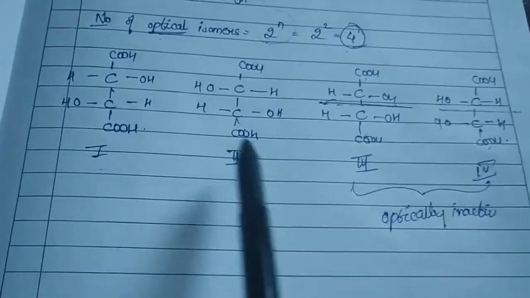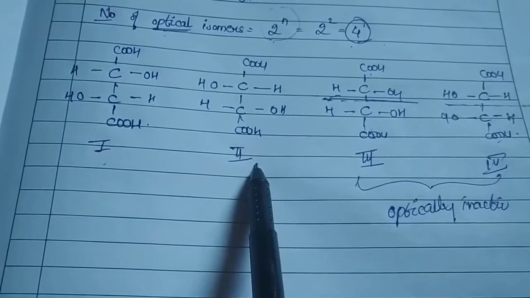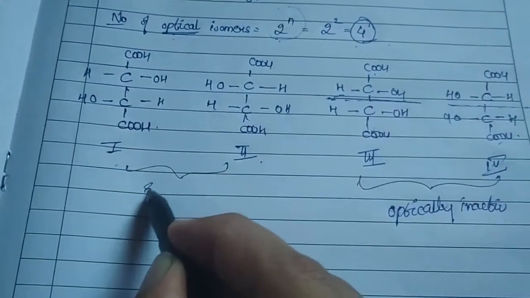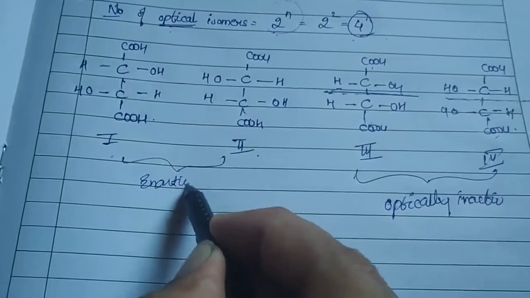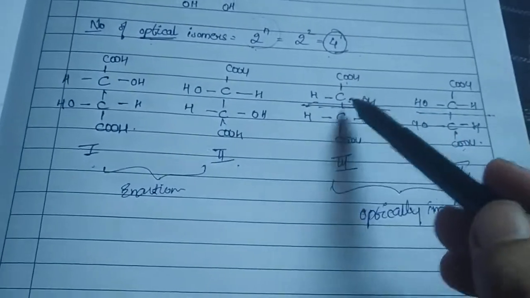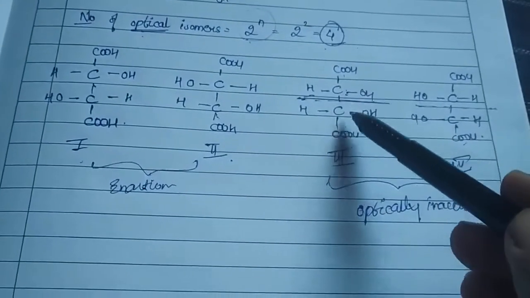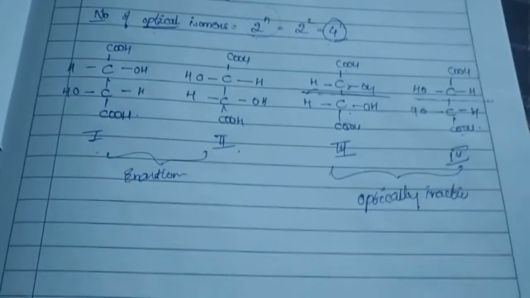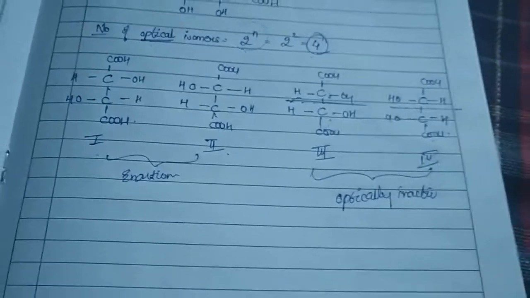Yes. So among these isomers, what can we say? The first and the second, mirror images of each other, form a set of your enantiomers. So this can be what? Our enantiomers. Even though isomer third is containing the 2 asymmetric carbons, the molecule is having the plane of symmetry. That is the reason I have mentioned.